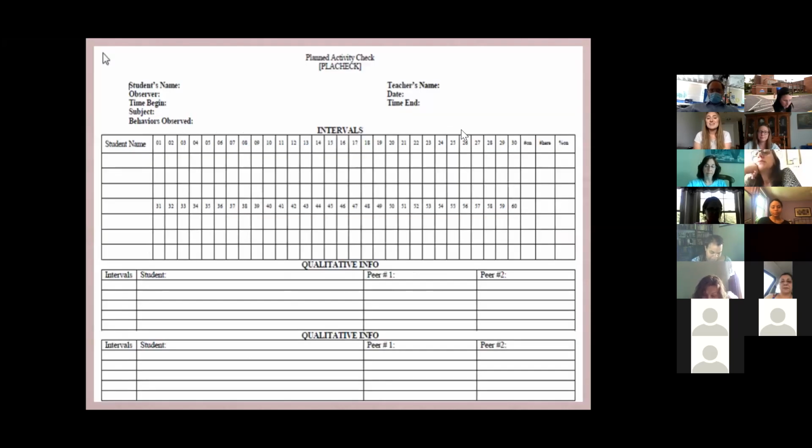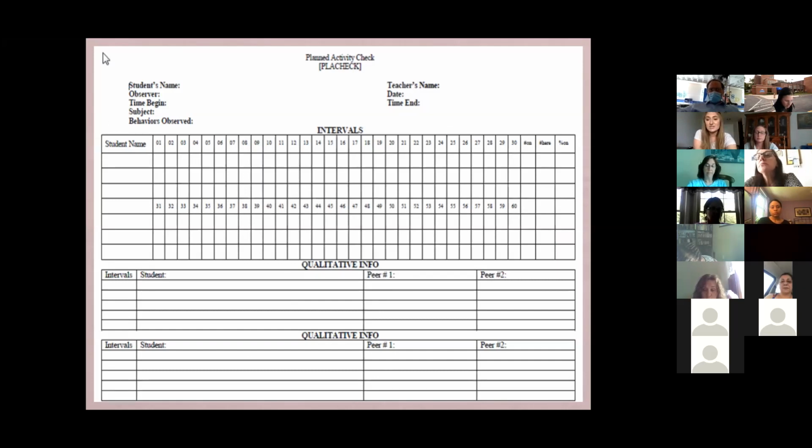So this sheet might look a little more intimidating, but the only difference is instead of having 10 intervals, now this gives you 60 intervals of time, which gives you a lot of information to look at and draw conclusions from. So you have on the top all your basic information: who are you observing, the time, the subject.